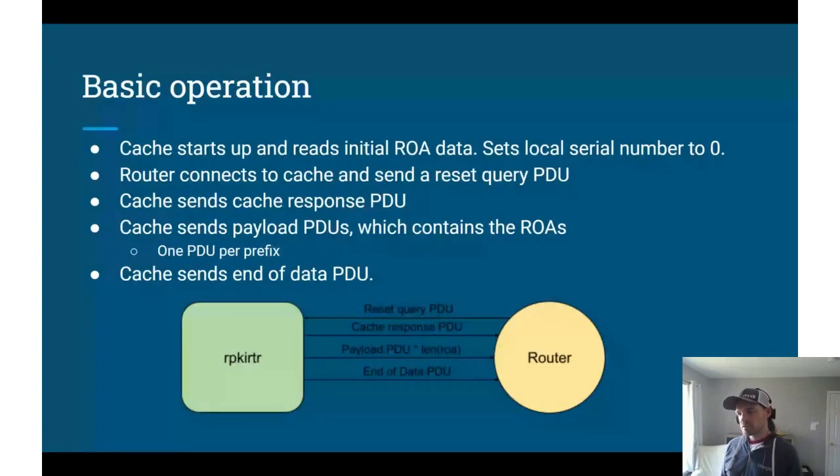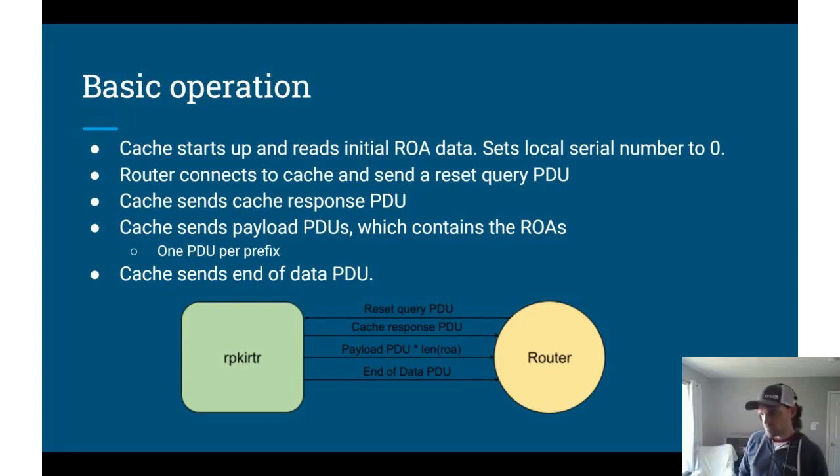Your router then connects to the cache and sends what they call a reset query PDU. This is basically just like the initial startup, in which case the cache will then send a response, and it will send PDUs which contain all the rows. Interesting though, unlike BGP, in which you can stuff multiple prefixes inside a single BGP update if they have matching attributes, you cannot do this with this protocol. Every single prefix has its own PDU.